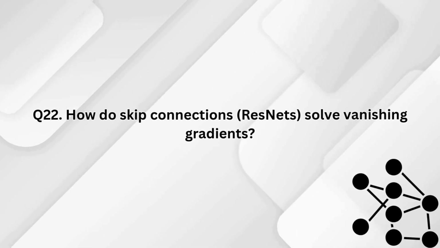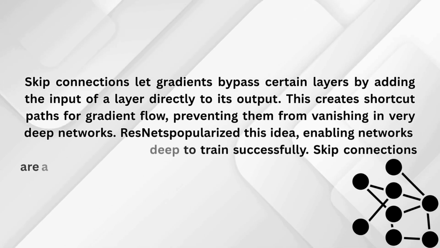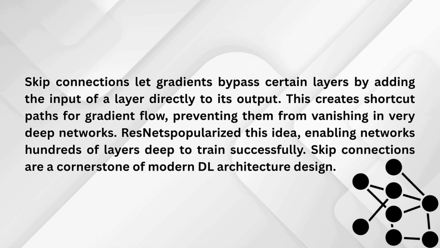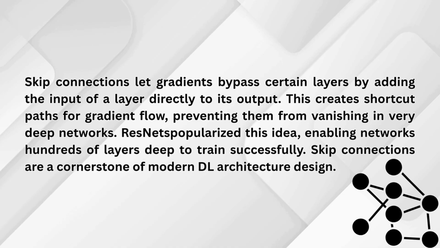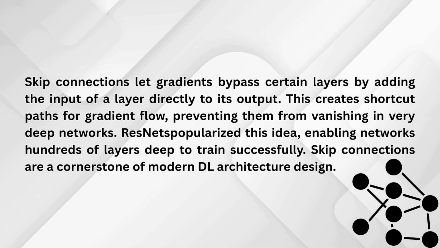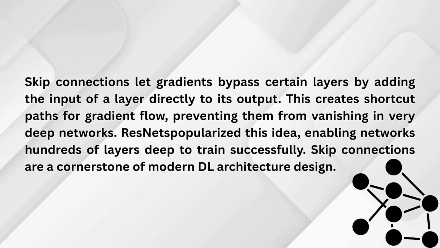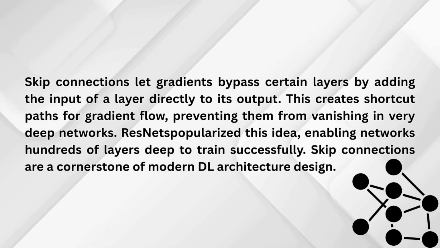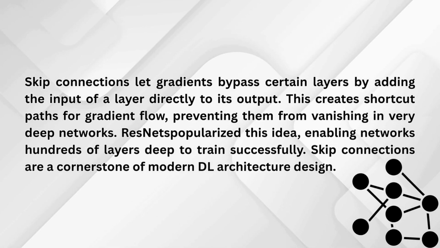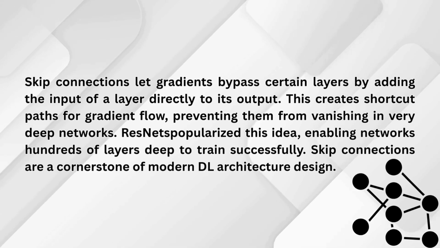How do skip connections, ResNets, solve vanishing gradients? Skip connections let gradients bypass certain layers by adding the input of a layer directly to its output. This creates shortcut paths for gradient flow, preventing them from vanishing in very deep networks. ResNets popularized this idea, enabling networks hundreds of layers deep to train successfully. Skip connections are a cornerstone of modern DL architecture design.